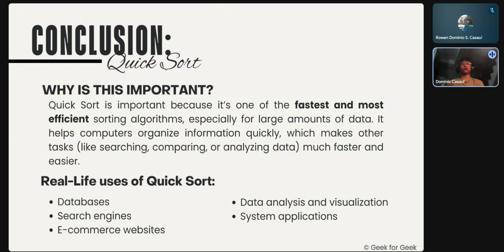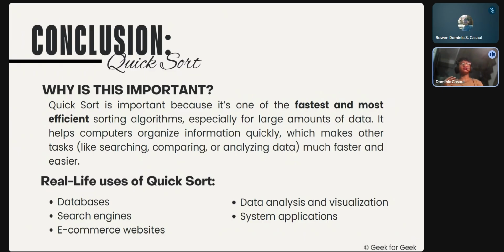So why is this important? Quicksort is important because it is one of the fastest and most efficient sorting algorithms, especially for large amounts of data. It helps computers organize information quickly, which makes other tasks like searching, comparing, or analyzing data much faster and easier.